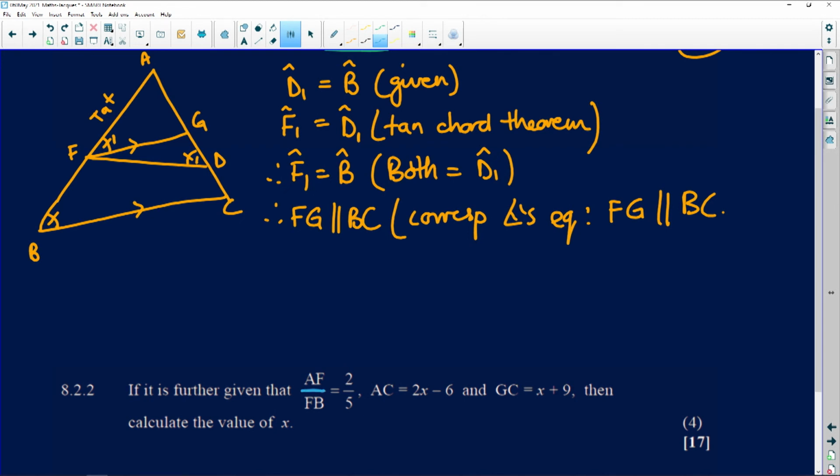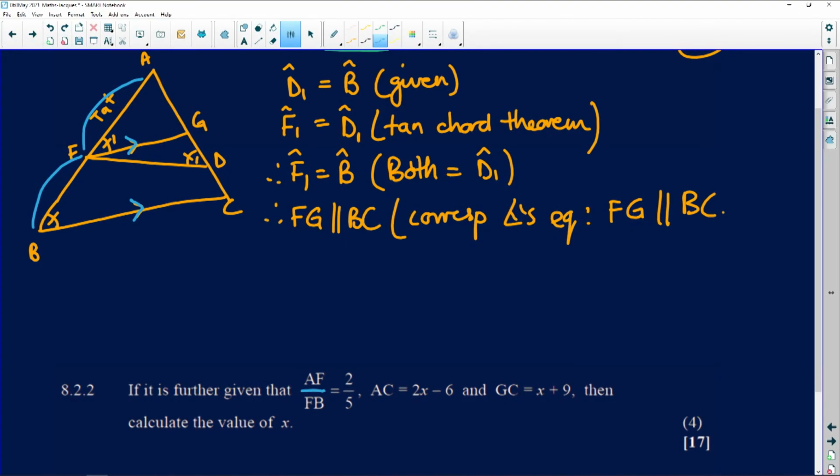AF over FB. There's AF over FB. Now remember, the lines are parallel. So immediately, guys, your head goes to the proportionality theorem, which you use in grade 12. Okay, the first part up to now was just normal old geometry, pre-grade 12. So let's have a look. If AF to FB is 2 to 5, these lines are parallel.